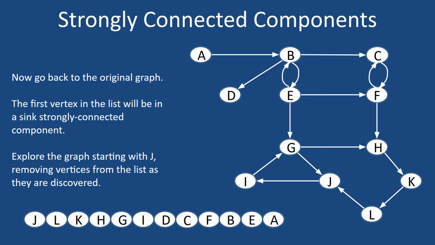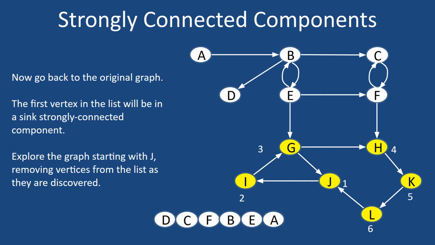So let's do that. We'll go to J. We've been to J. I've removed it from the list. We go to I, it comes off the list. Then G comes off, H comes off, K comes off, L comes off. And done. So we have identified a strongly connected component. Now the cool thing about this is, what's left of this ordering tells us where to restart, do the next explore. It says, okay, now pick up with D.